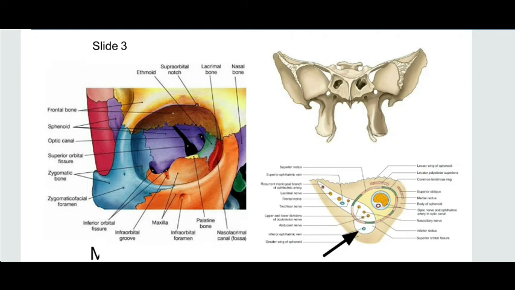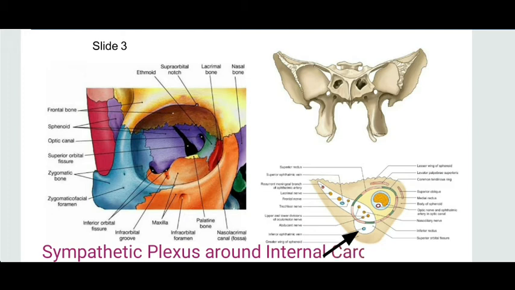Coming to the medial part. Medial part of the superior orbital fissure transmits number 1, inferior ophthalmic vein, number 2, sympathetic nerves from the plexus around the internal carotid artery.